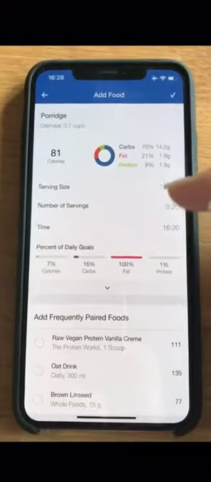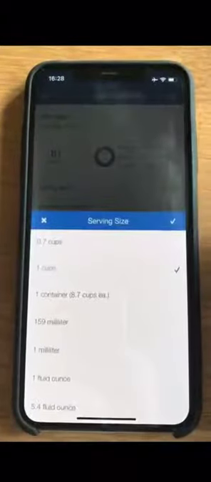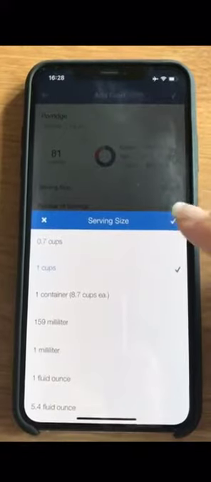Okay. And how much oatmeal am I going to have? Well, what you want to always do is choose the serving size. So you can see here it's 1 milliliter, 1 fluid ounce. These don't make sense to me. So I'm just going to choose a cup.